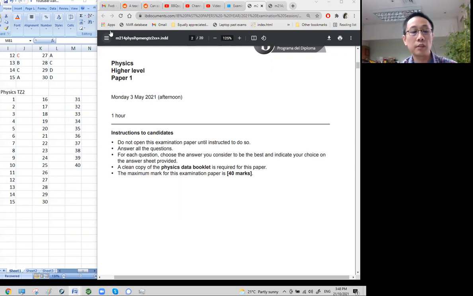And I definitely want to redeem myself for this paper, and in the process, again, illustrating some exam strategies and techniques in solving different types of physics problems. Let's just jump into the paper.